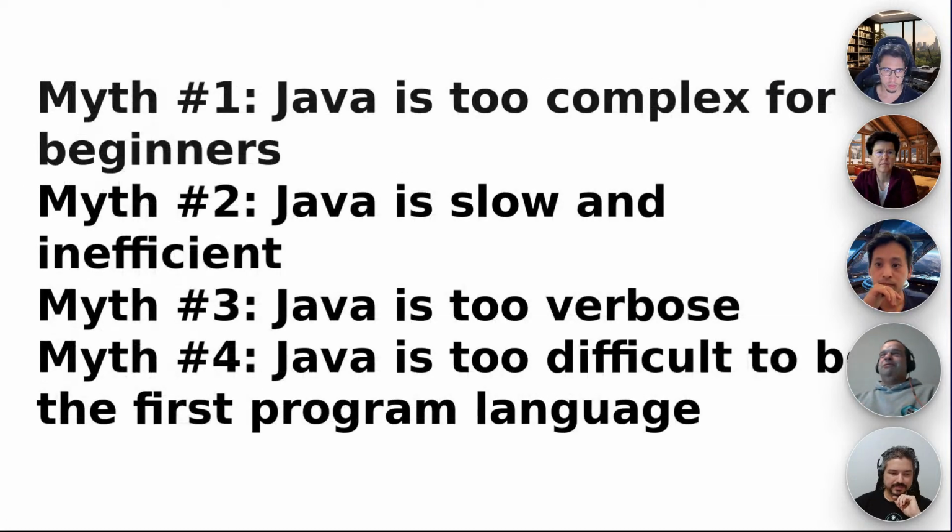I'm quite sure you guys already saw these myths around, right? Java is too complex for beginners. Java is too slow, inefficient. Java is too verbose. Java is too difficult as a first programming language. It's not good to start with object-oriented programming, and so on and so on. There are thousands of myths outside.